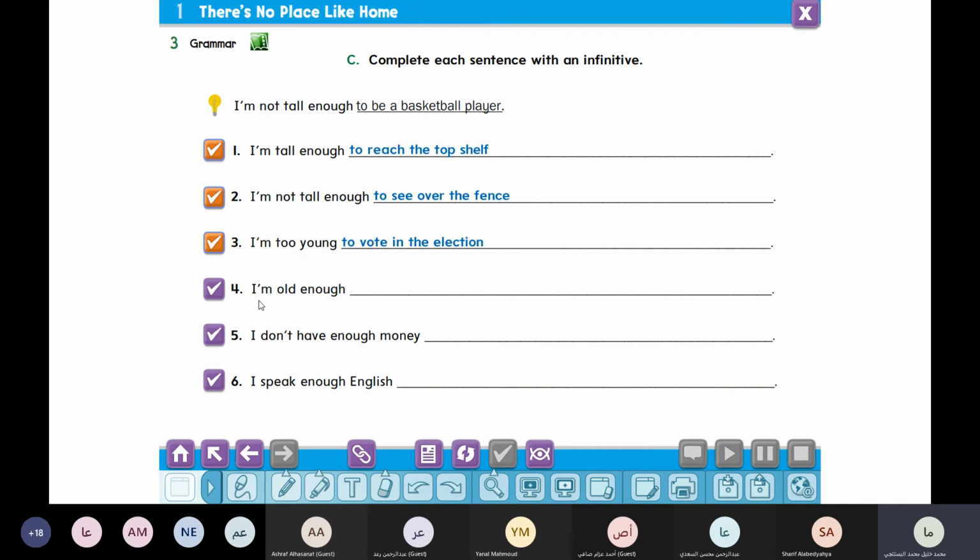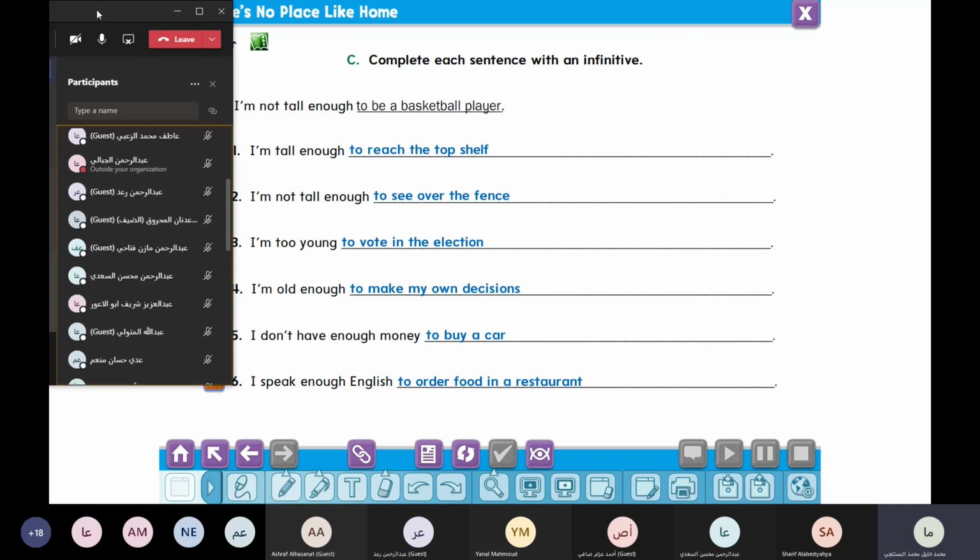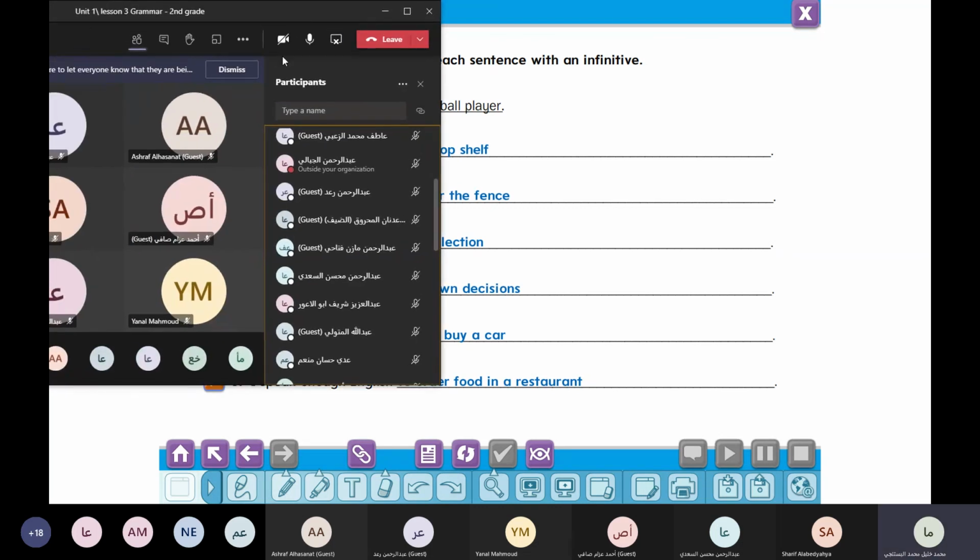I am old enough to drive a car. To make my own decisions. I don't have enough money to buy a new house, for example, or to buy a car. I speak enough English, for example, to deal with others, to order food in a restaurant, etc. Any acceptable answer is good. So this is about the structures that we discussed today. Let's stop here and go to your homework now. Go to your Coursera homework.